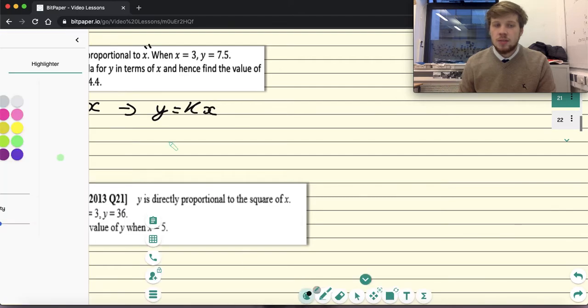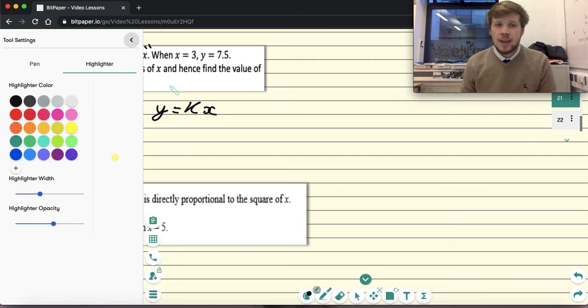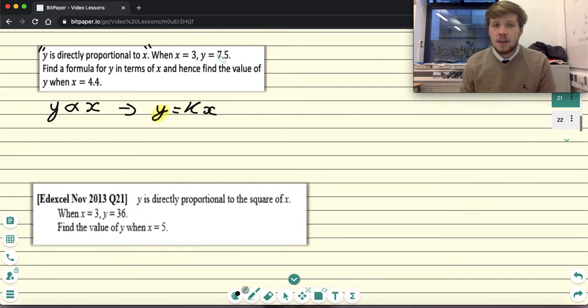So what I can do is, when x is 3, y is 7.5, I can just swap these values in.